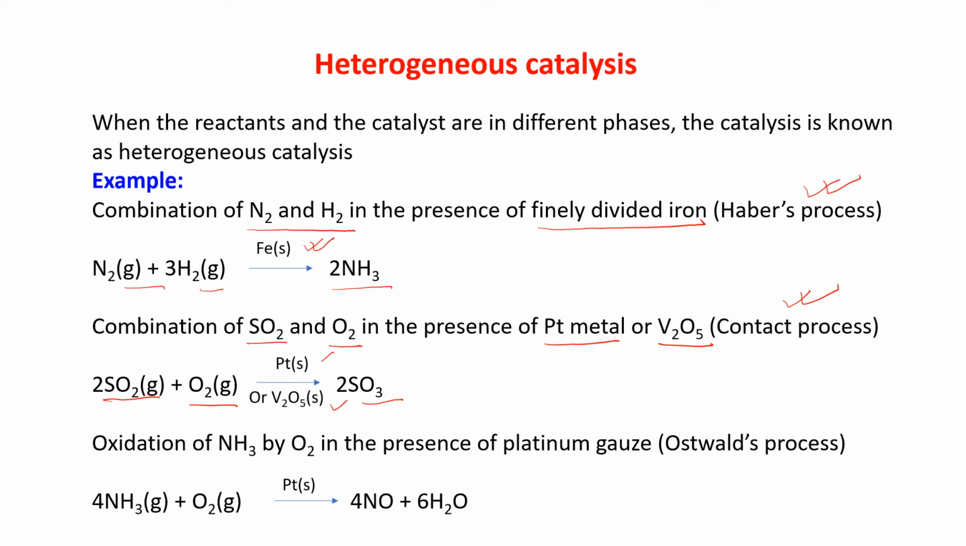Now oxidation of NH3 by O2, that means both are in the gaseous phase again, and this is happening in presence of platinum gauze, that is Ostwald process. The platinum is in the solid phase. That means the reactants and the catalyst are in different phases, so that is known as heterogeneous catalysis.